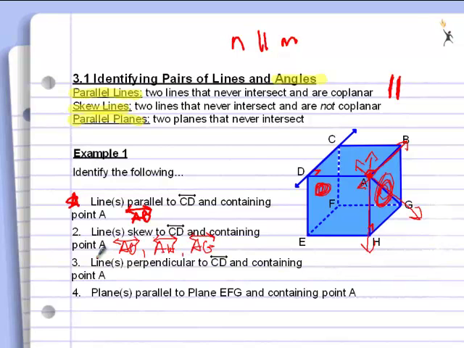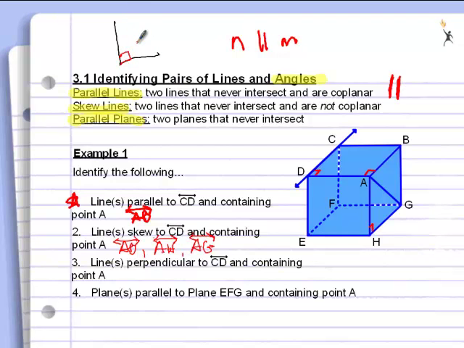So, number 3 is talking about lines perpendicular to CD. Let me erase all this, that way you can see our diagram a little bit better. Number 3, lines perpendicular to CD and containing point A. Perpendicular, talking about they meet at a right angle or a 90-degree angle. Now, I told you before that you can always tell a 90-degree angle because it's got a little box on it. It doesn't have to be red.